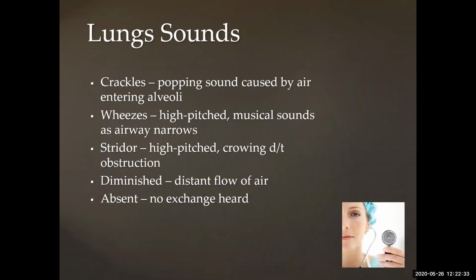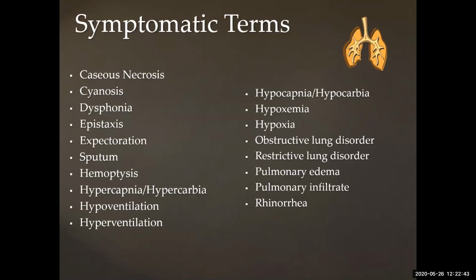We also can have rhonchi, which is a musical pitch with inhaling and exhaling. It's kind of combined with crackles. And then caseous necrosis is a degeneration and death of tissue with a cheese-like appearance. So caseous means cheese-like. Cyanosis, blue. If you have a blue coloration of the skin, cyanosis, it's a deficit of oxygenation.